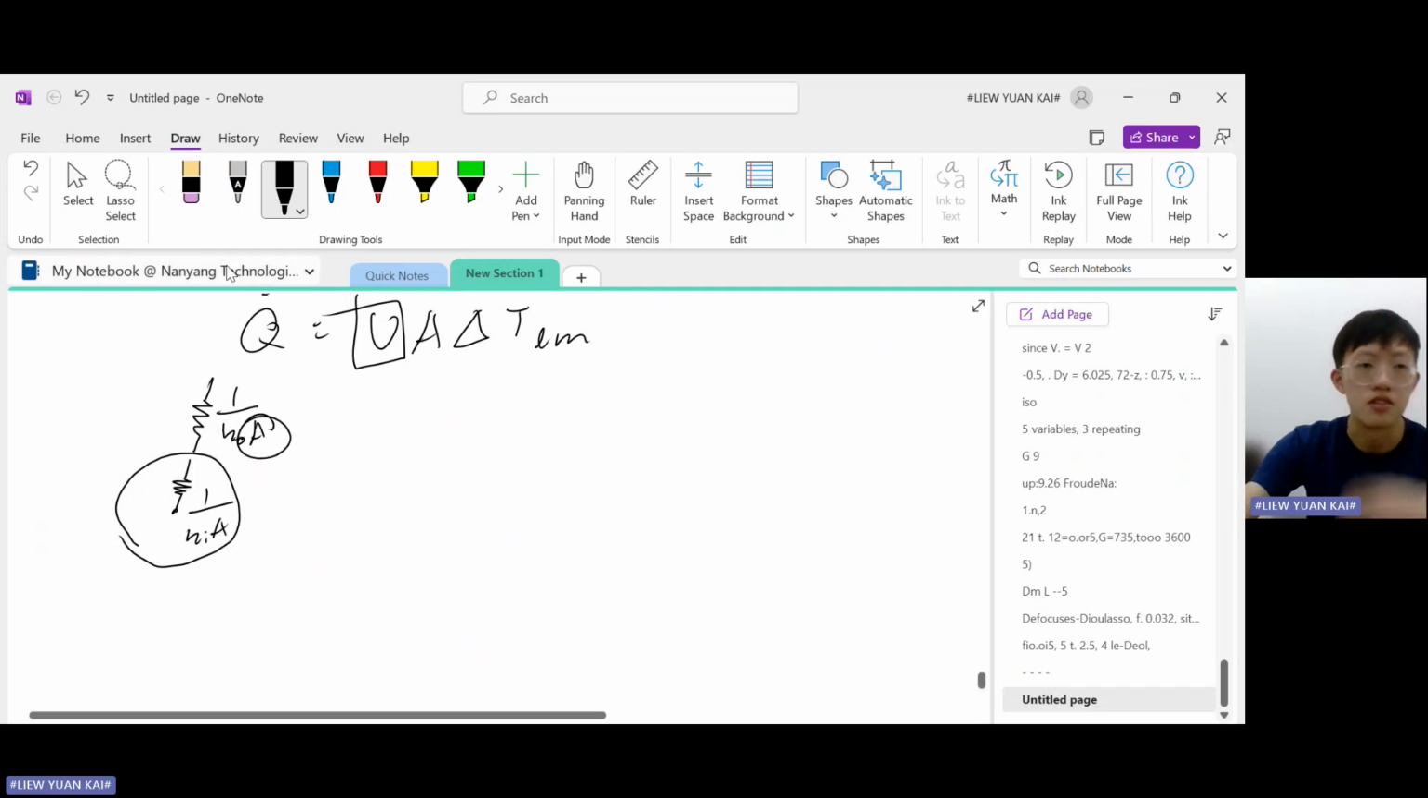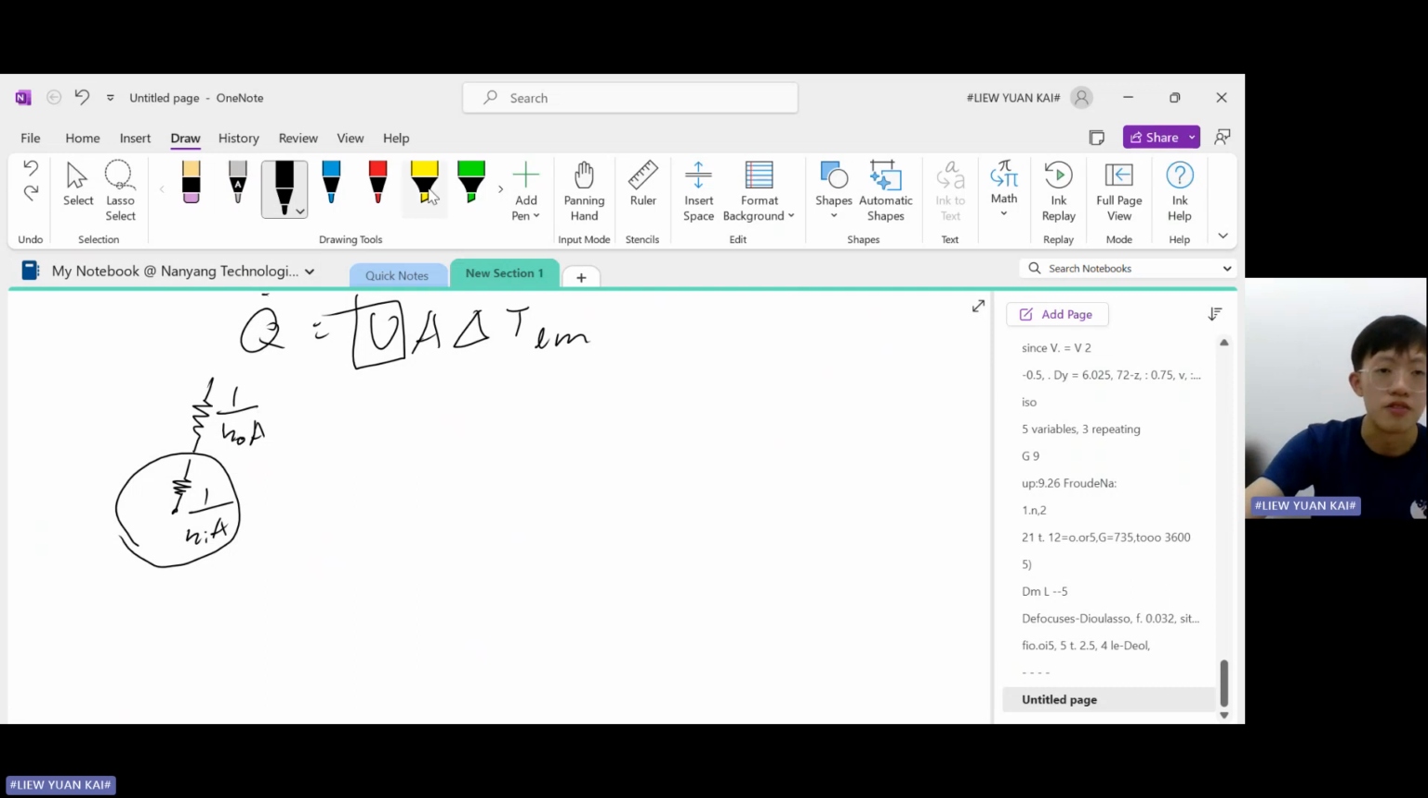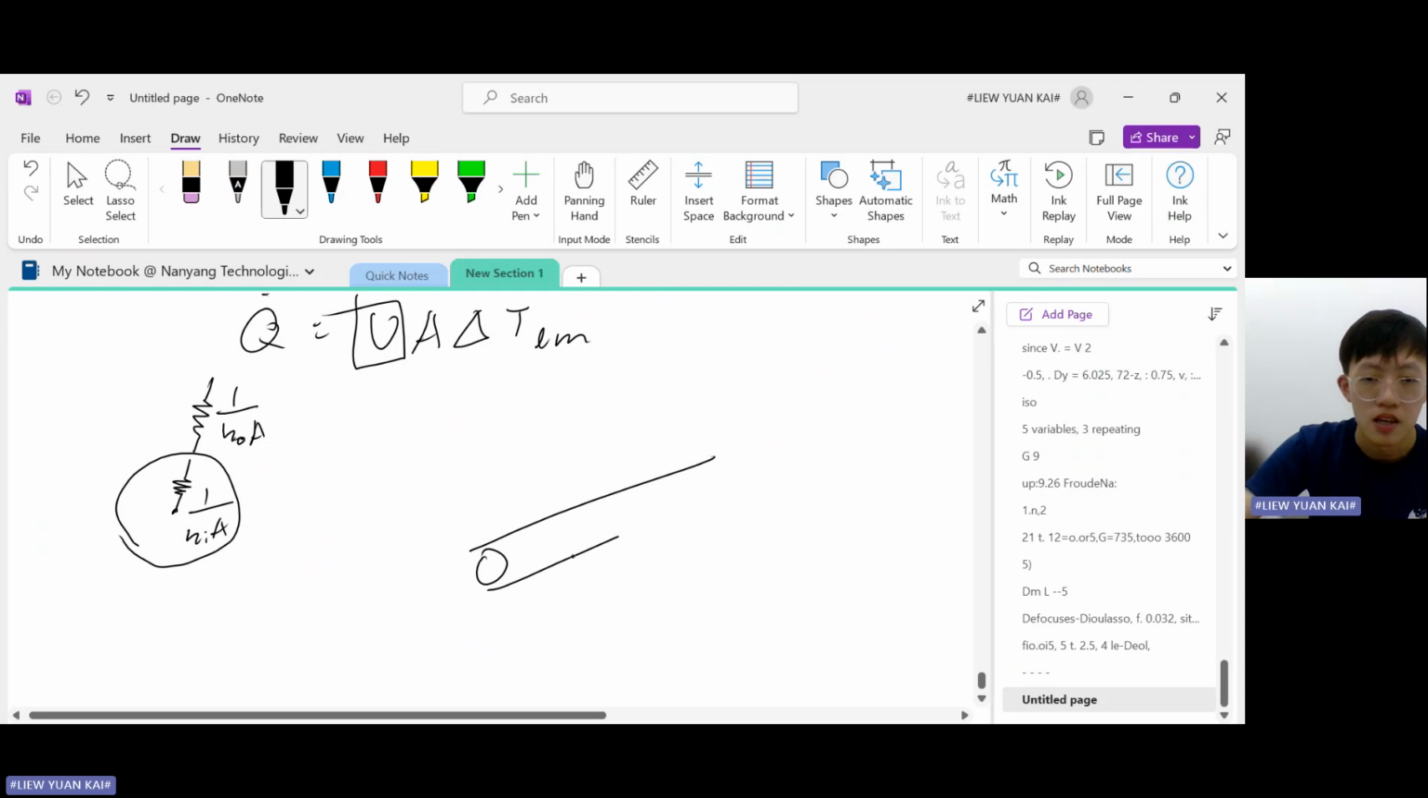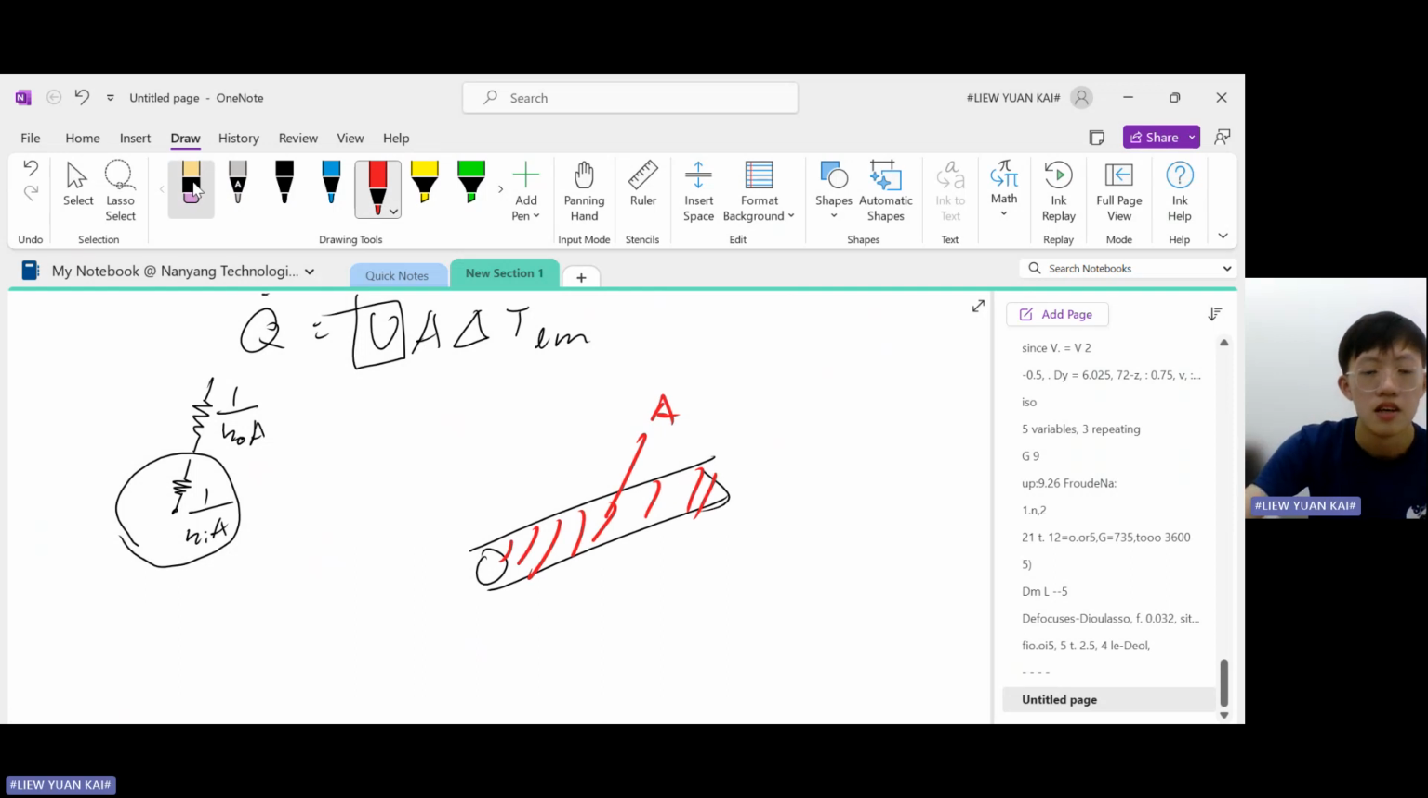What area am I referring to when I say A? The area that I'm referring to is this area, the surface area of the pipe. If you want to see this in 3D, this would be the pipe, and I'm referring to this face. So this area is A.